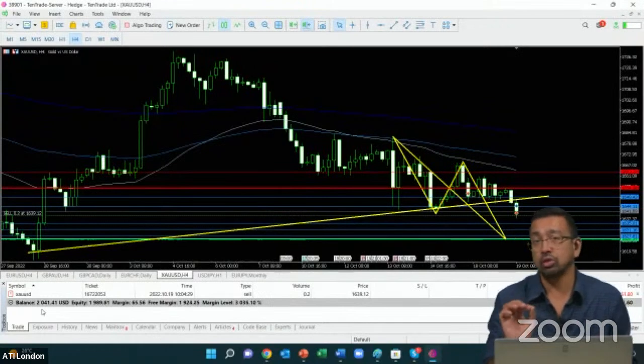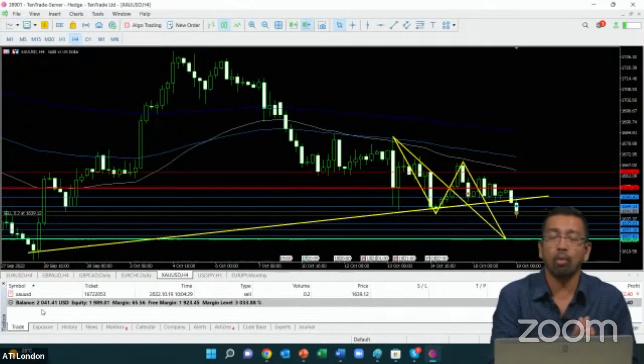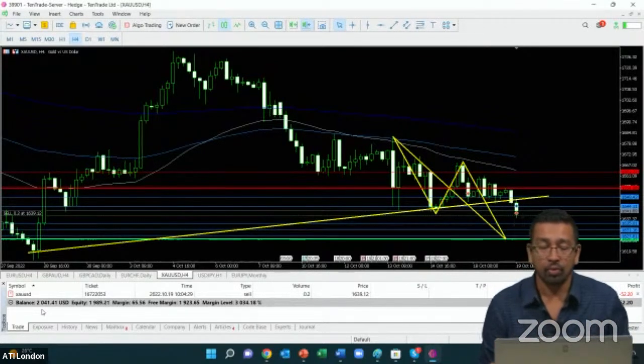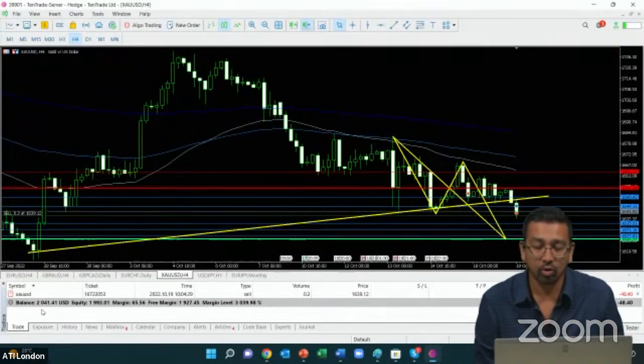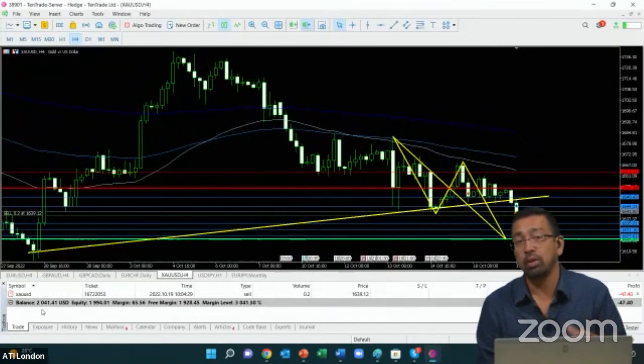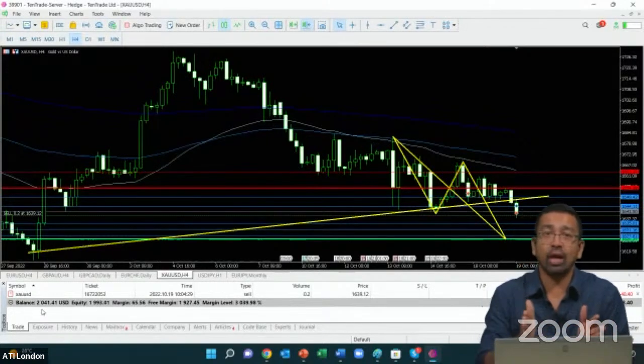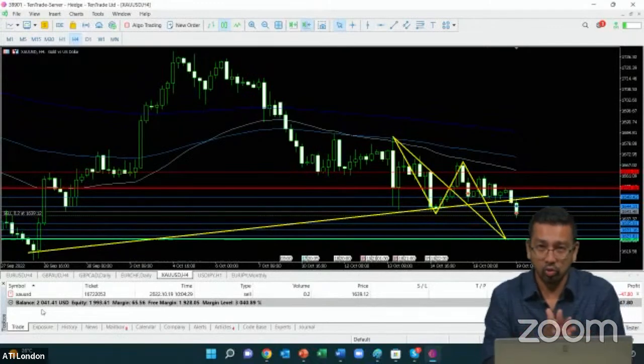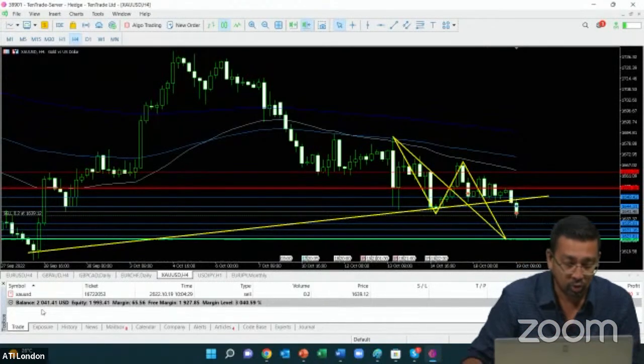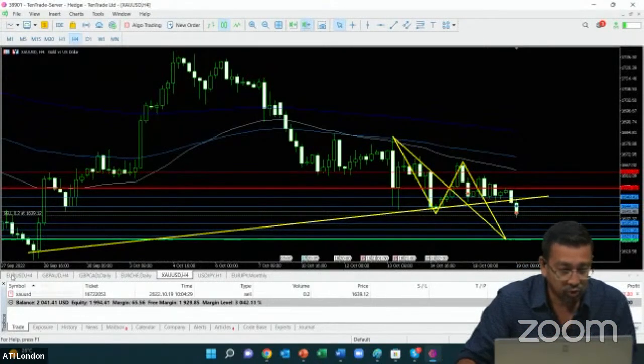So hence the reason I always tell traders: your exits, your TPs are more important than your entries. That's why I say that, because if you don't monitor your TP, your right trade or your right analysis could go the wrong way, right? So it's really important for us to monitor that.